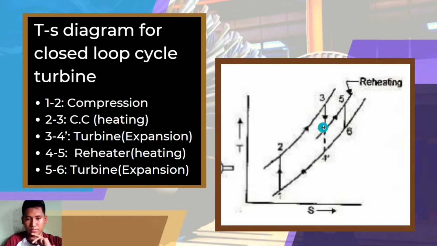Then ang 4 to 5 is the reheater. So katong atong painit og balik. Ito balik ang atong air. Then sa 5 to 6 is the turbine expansion. So, mao to ang reheating.